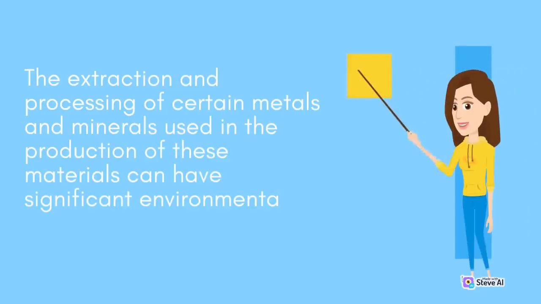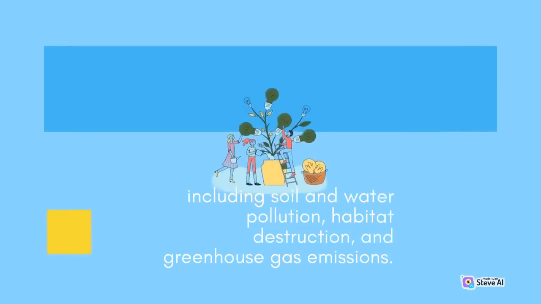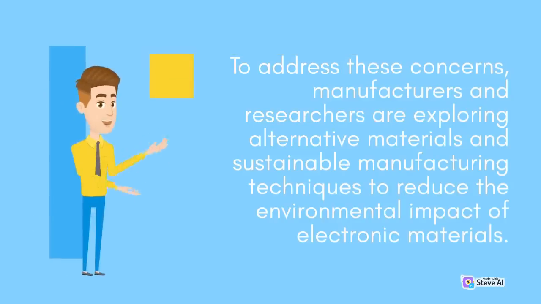The extraction and processing of certain metals and minerals used in the production of these materials can have significant environmental impacts, including soil and water pollution, habitat destruction, and greenhouse gas emissions. To address these concerns, manufacturers and researchers are exploring alternative materials and sustainable manufacturing techniques to reduce the environmental impact of electronic materials.